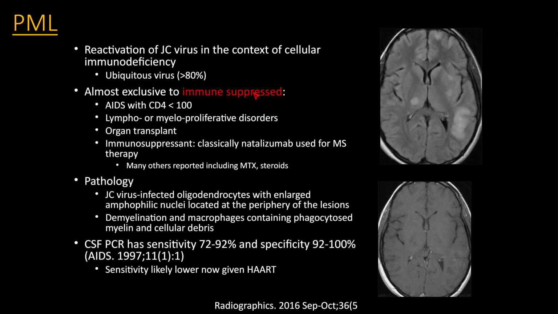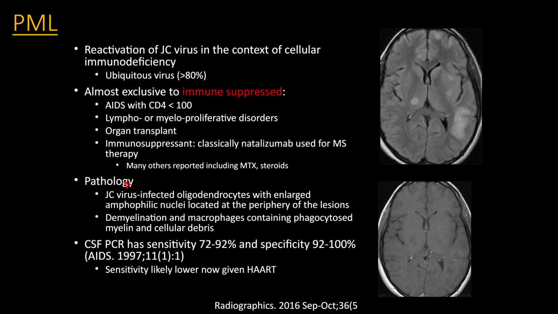As I said, it's almost exclusive to the immune suppressed. You can see it in AIDS, lymphoproliferative disorder, organ transplant, as well as people who are on immune suppressants. And the classic situation is actually in patients with MS who are on this drug called natalizumab, or Tysabri. That's the classic situation. But really, PML has been reported in the setting of any sort of immune suppression, like methotrexate, steroids, etc.